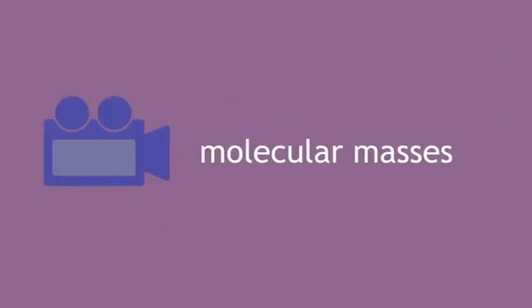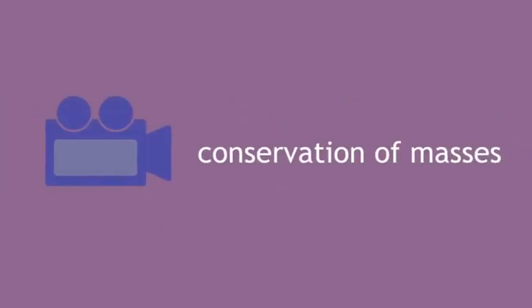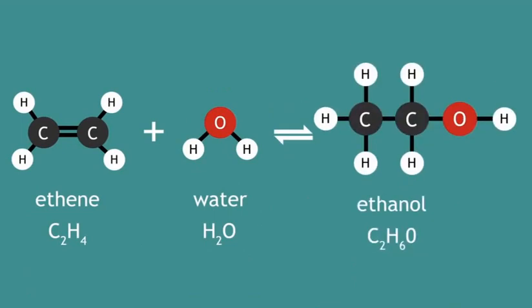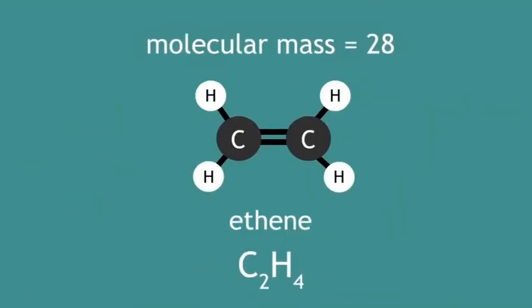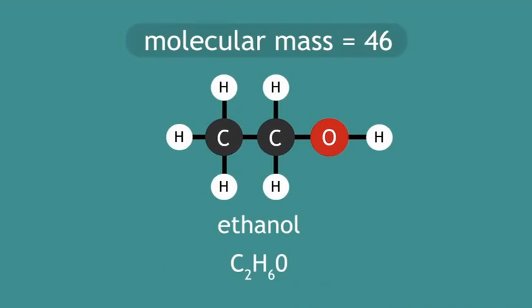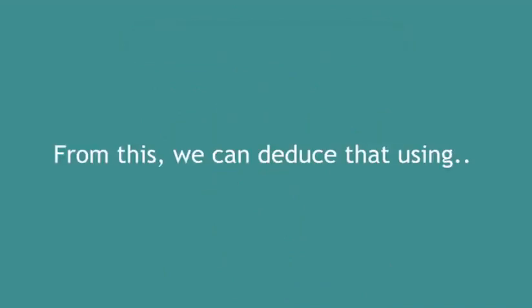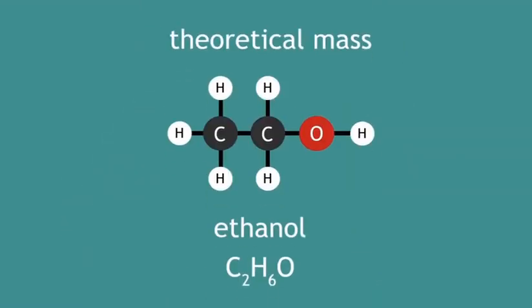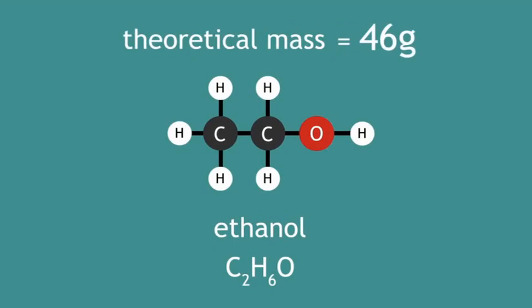As you will have seen in our videos on molecular masses and conservation of mass, it is possible to predict the theoretical mass of products formed in a reaction. For example, take the reaction of ethene and water to produce ethanol. Ethene has a molecular mass of 28, water a molecular mass of 18, and ethanol a molecular mass of 46. From this, we can deduce that using 28 grams of ethene and excess water, the theoretical mass of ethanol formed is 46 grams.